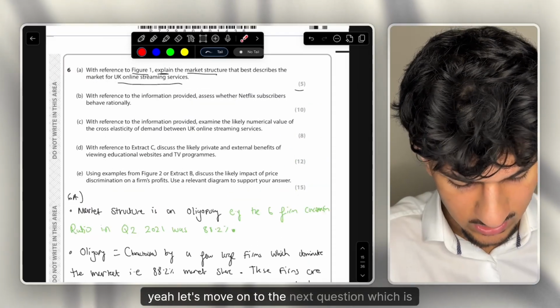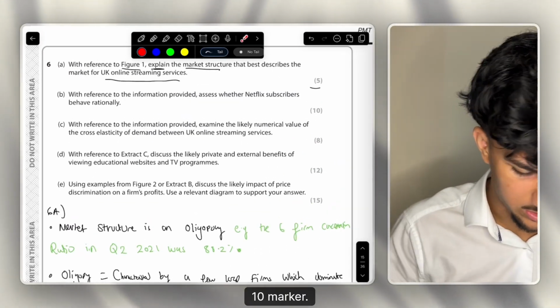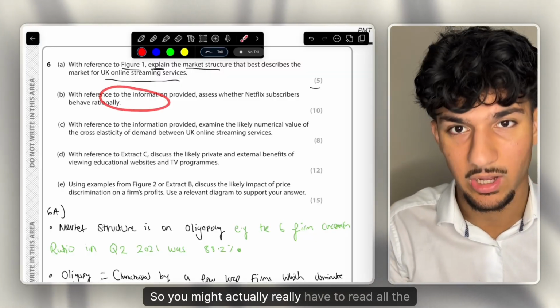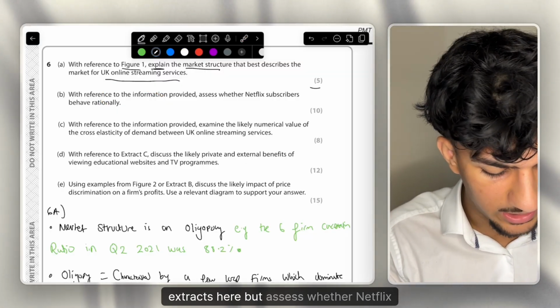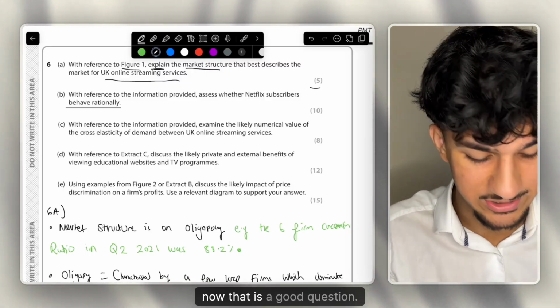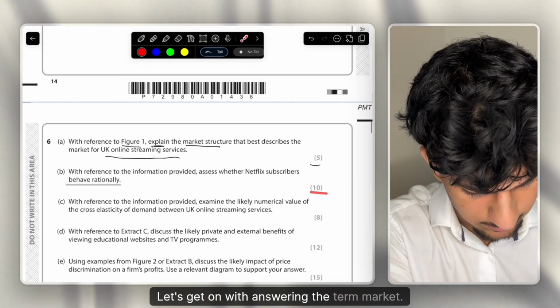Let's move on to the next question, which is a 10-marker. With reference to information provided, so this is quite general, you might actually have to read all the extracts here, but assess whether Netflix subscribers behave rationally. Now that is a good question. Okay, let's get on with answering the 10-marker.